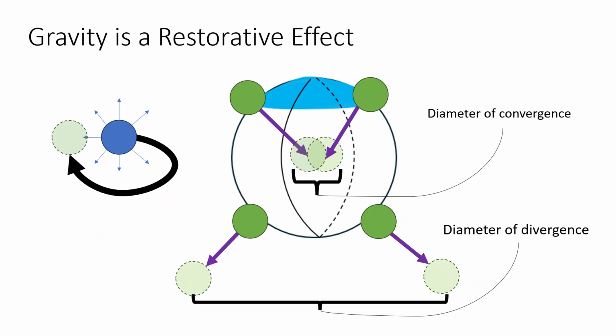Although the physical distortion of space-time just mentioned supports the same geometrical interpretation of gravity provided from general relativity, it's worth mentioning a related feature, which is that gravity is an intrinsic restorative effect.